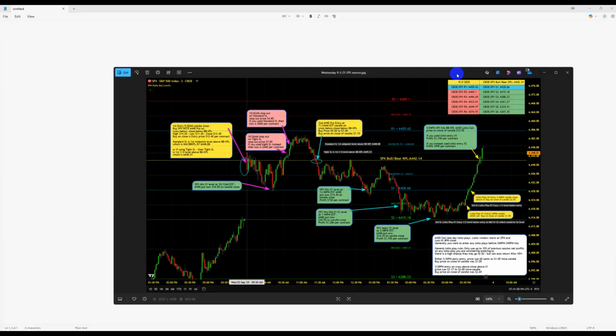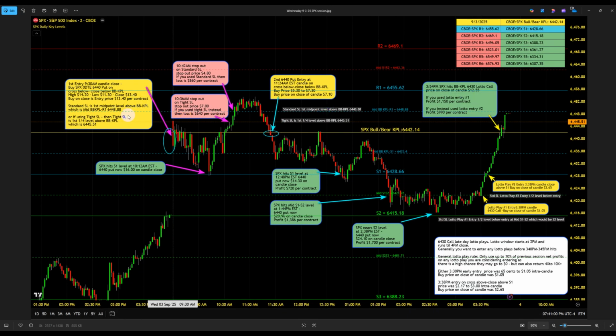Okay, just bringing this back in again. That's just what we went through, all these different entries. Here's the stop outs. Here's the re-entry again. Here's where it hits S1, mid S1, S2, nearing S2. Here was the first lotto entry here. The second opportunity for lotto entry was here. Here was where it hits the bull bear key price level here at 3:54, and here's the spike up at the end of the day.